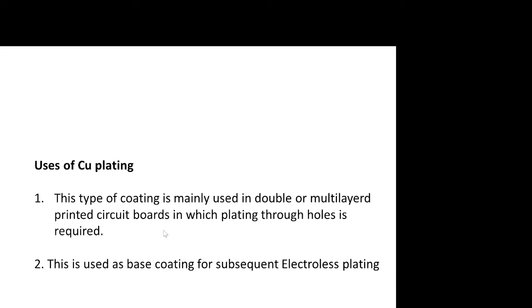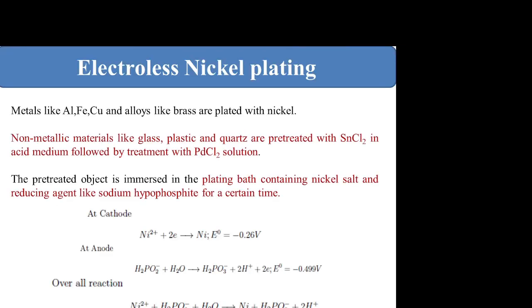This method is used as a base coating for subsequent electroless plating. For example, suppose you want to coat nickel over a plastic, first you have to coat palladium. Over that we have to coat copper. Over that we coat nickel. So subsequent electroless plating is required. We can use copper electroless plating, then electroless nickel plating. In our syllabus, we discuss electroless copper and nickel plating only.